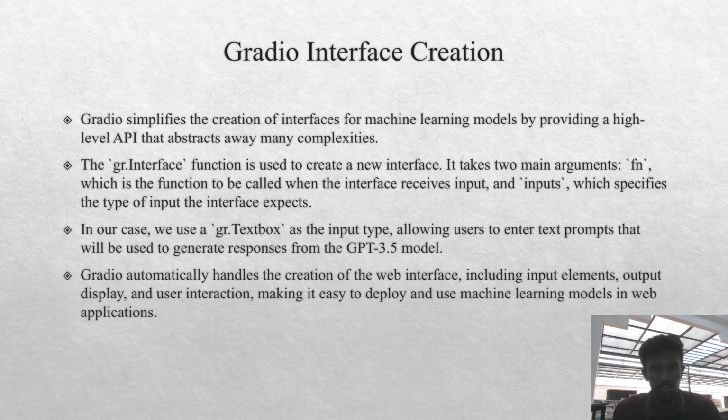In our case, we use a textbox as the input type, allowing users to enter the text prompts that will be used to generate the responses from the GPT 3.5 model. And Gradio automatically handles the creation of the web interface, including the input elements, the output displays and the user interactions, making it easy to deploy and use machine learning models in web applications.